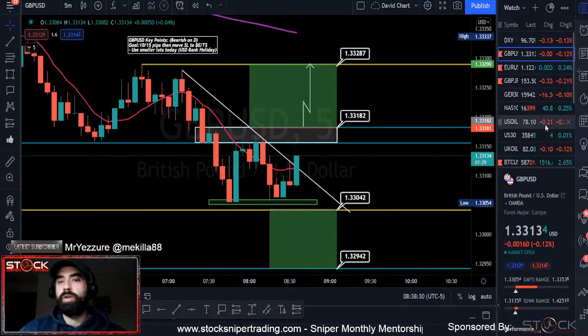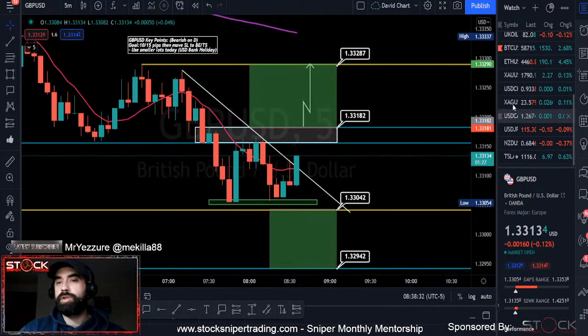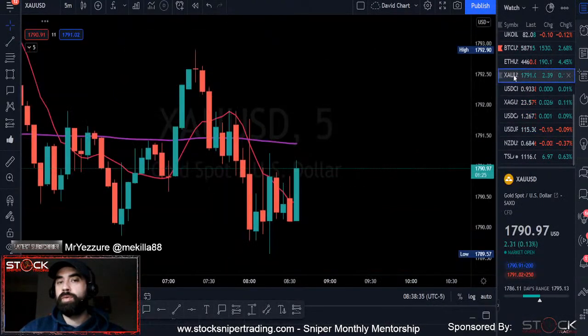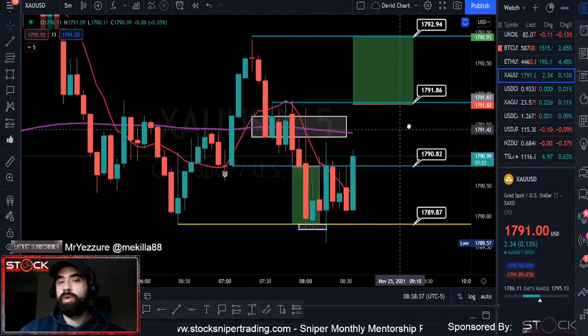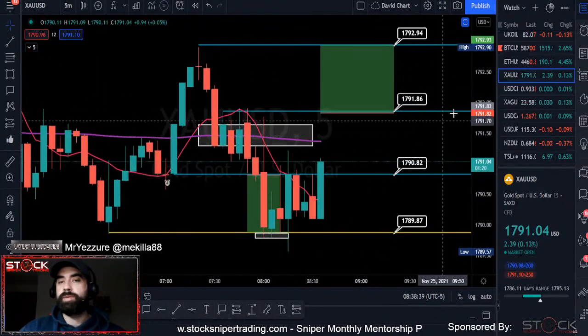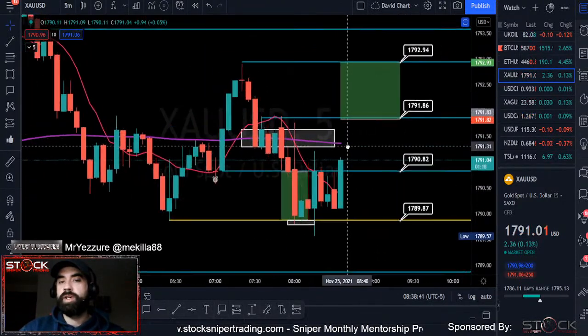Okay, so let's check out gold for 1 second here. I think it's switching and going bullish. Okay, there we go. Here's your neckline break, guys. Gold is going to continue to rise.